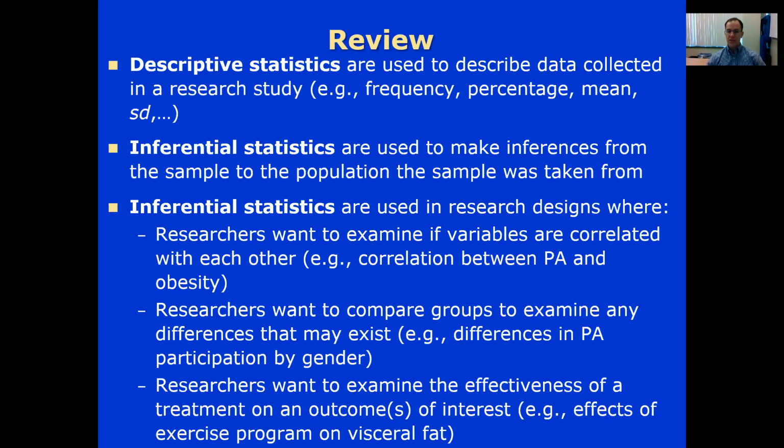For example, let's say a researcher wants to examine if variables are correlated with each other. So you do a correlation or an association between physical activity and obesity to find out if there's any type of association. Researchers want to compare groups to examine any differences that may exist. For example, differences in physical activity participation between males and females. Do females do more physical activity versus males, or vice versa? Or researchers may want to examine the effectiveness of a treatment on an outcome of interest. For example, the effects of a particular novel exercise program on visceral fat.